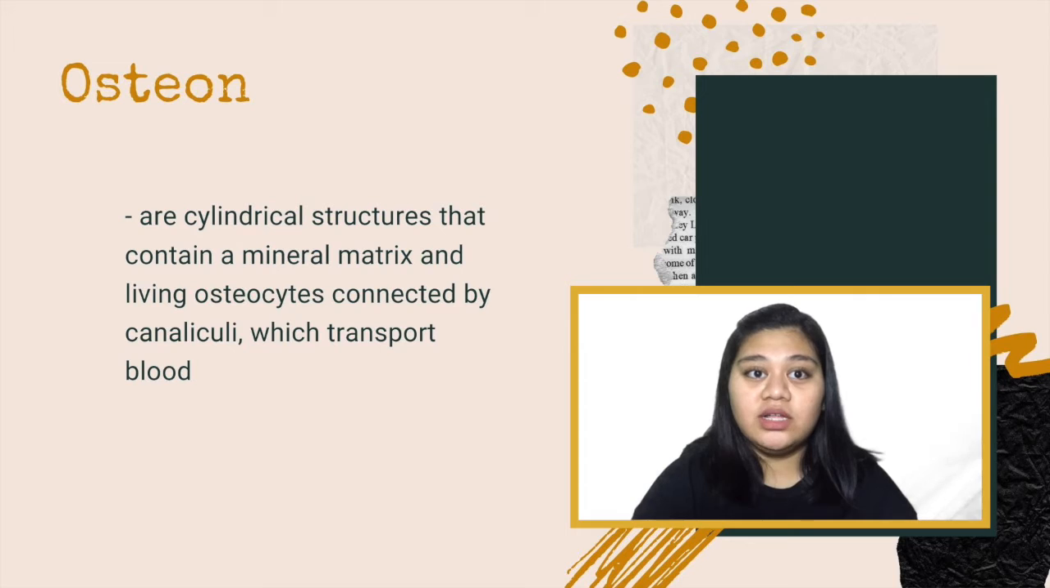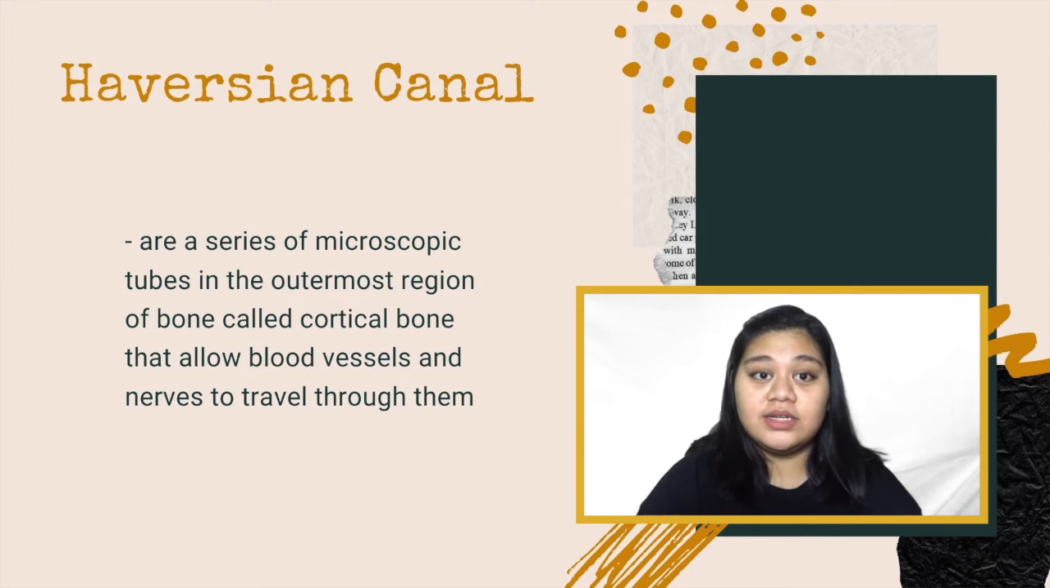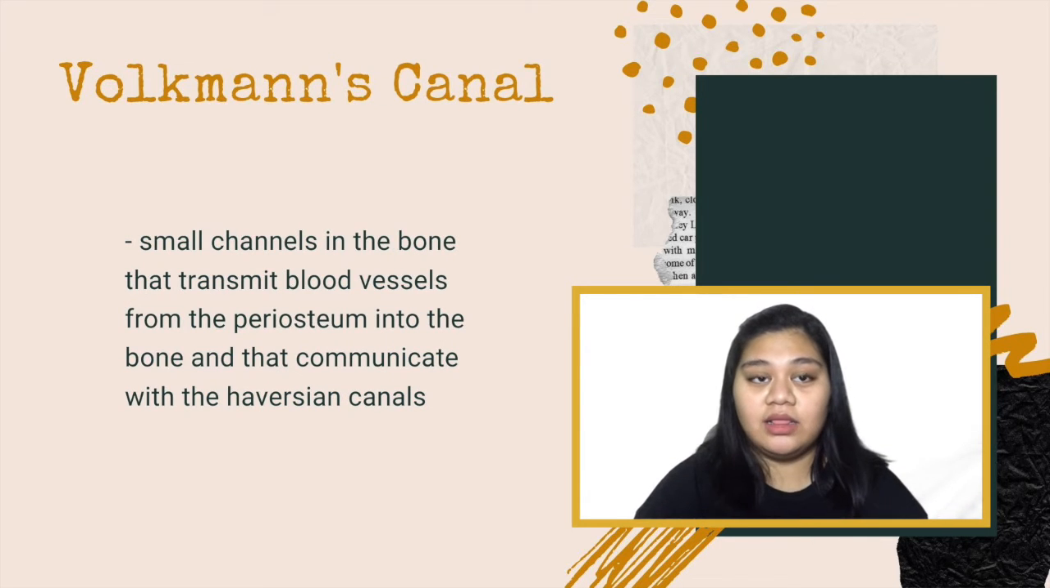Osteons are cylindrical structures that contain a mineral matrix and living osteocytes connected by canaliculi, which transport blood. Haversian canals are a series of microscopic tubes in the outermost region of bone, called cortical bone, that allow blood vessels and nerves to travel through them. Volkmann's canals are small channels in the bone that transmit blood vessels from the periosteum in the bone and that communicate with the Haversian canals.